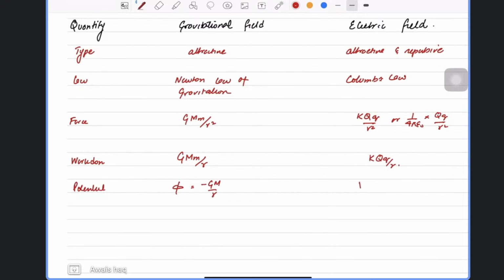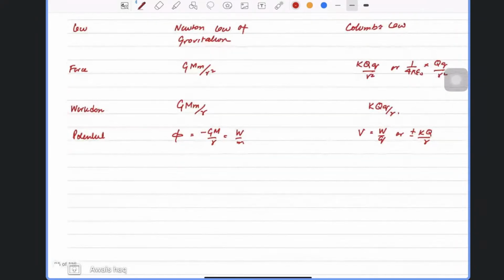In this, the potential is work done over charge, or we could simply say, in this, work done over mass, and that, work done over charge. And we can simply say plus minus K Q over R. Plus minus because it really depends on whether it's a positive charge or negative charge. And then we got field strength.